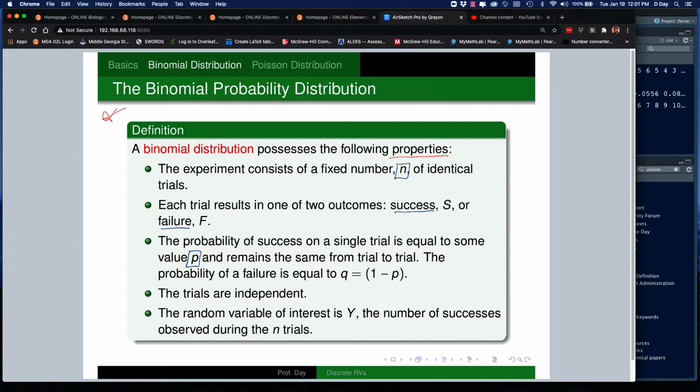Also, the probability of a failure is going to stay the same from trial to trial, but it's notated as Q in most texts, or sometimes they'll write it as 1 minus P because it's the complement of P, of the success. So if you know the probability of success, you actually know the probability of the failure just by taking 1 and subtracting that P value from it. The trials are independent, and we haven't talked about independence much yet.